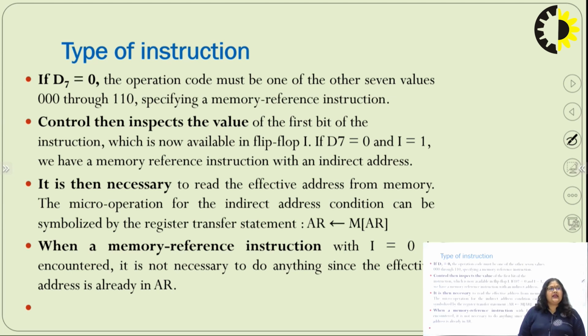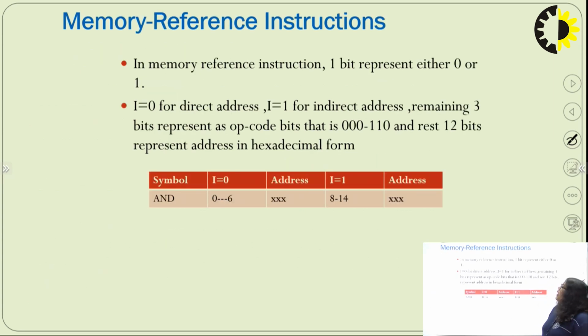If D7 is 0, the operation code must be 1 of the other 7 values, so it is 000 to 110, which I already explained for the memory reference instruction. Control expects the value of the first bit, that is the ith bit. If the ith bit is 1, it is known as the indirect address mode of the memory reference instruction. When the ith bit is 0, it is the direct memory address instruction. So these are the memory reference instructions if D7 is 0.